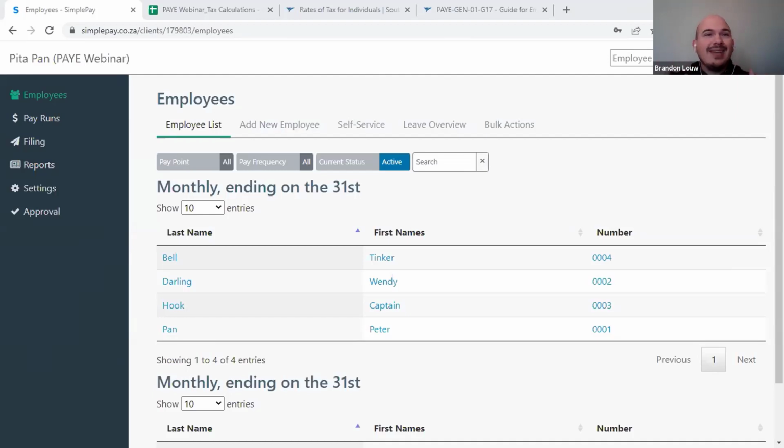We've already built in the tax tables into the calculation, so you don't have to do any updates when the tax tables change. We do everything on the back end. All you need to do is go into SimplePay, process payslips, and the PAYE will be automatically calculated for you. So in simple terms, SimplePay does all the heavy lifting when it comes to tax.